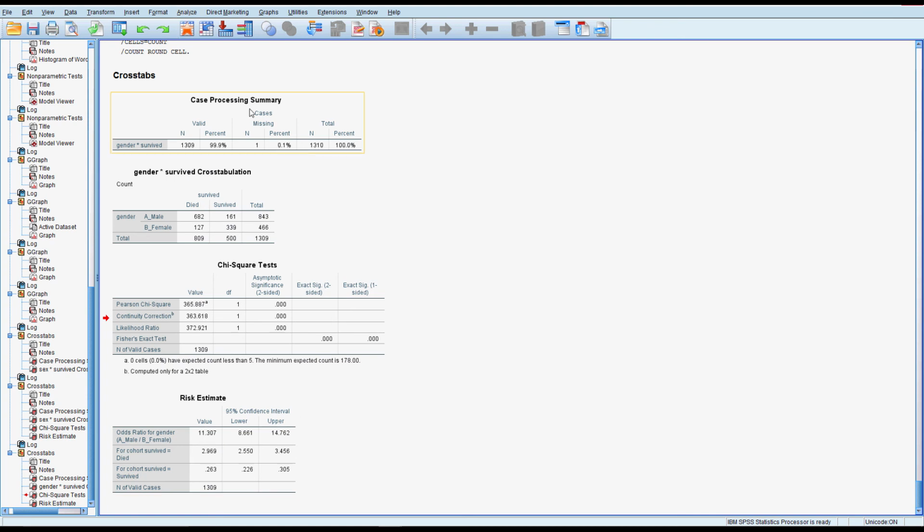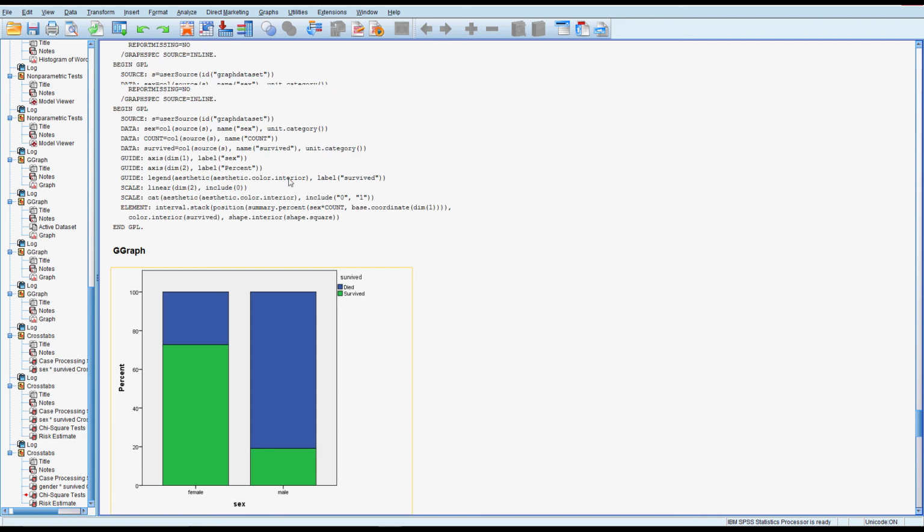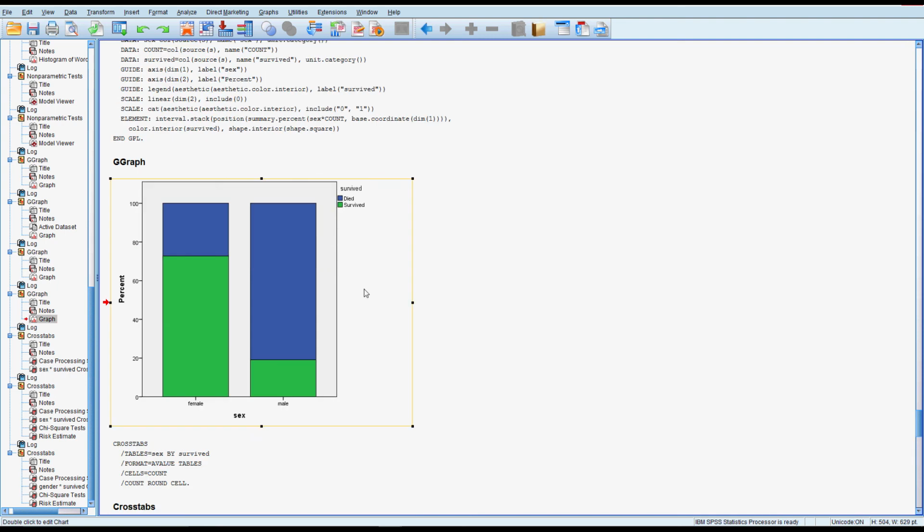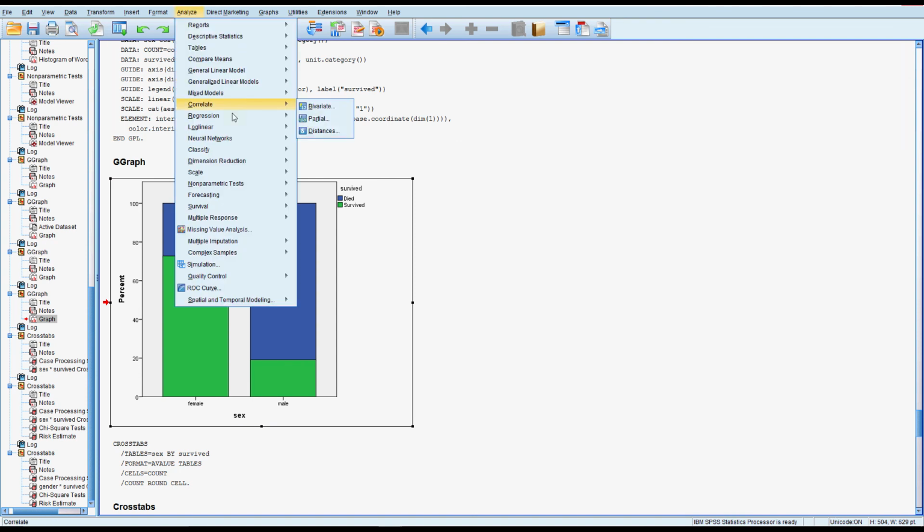I'm not going to redo the graph because we did that before. So this is what we're looking at: survival on the Titanic based on whether you're male or female. To run this as a logistic regression, we go to analyze, regression, binary logistic.